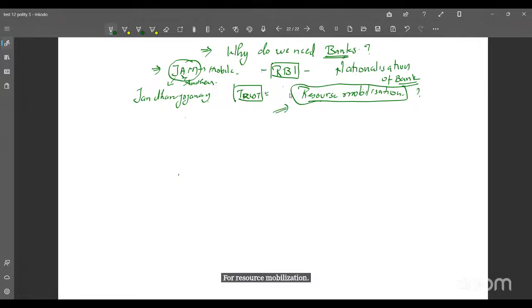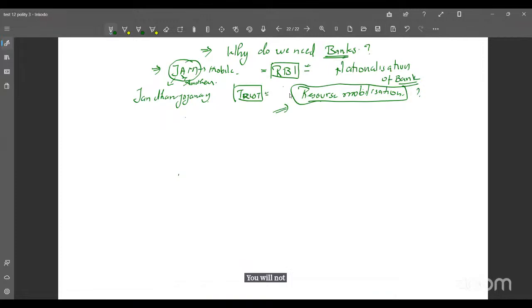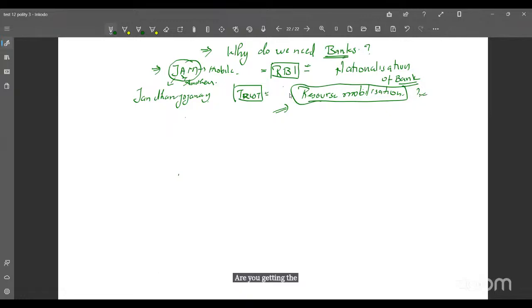So the RBI makes sure that everybody believes in the bank. Tomorrow, if you lose the trust upon the bank, you will not save. You will not go and put your money in the bank. If you don't put your money in the bank, banks will not have money. If the bank does not have the money, the economy will suffer. Are you getting the point? That's why trust upon the bank is very important. So that's why RBI makes sure that the trust upon the bank is upheld.